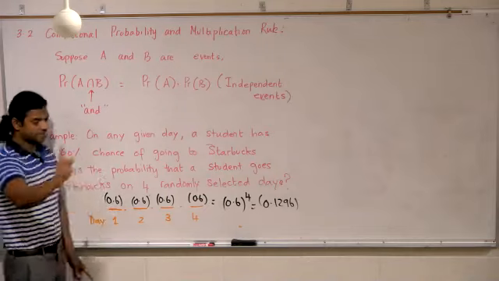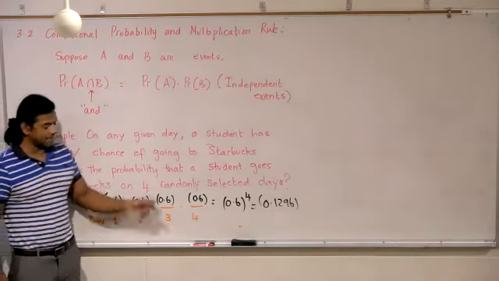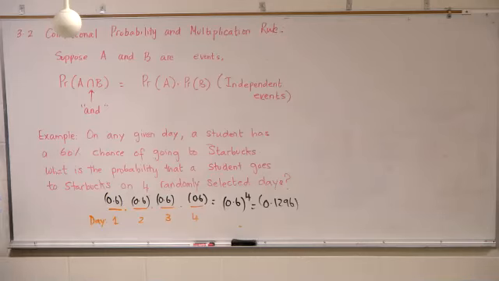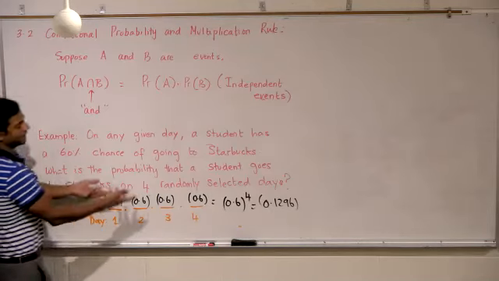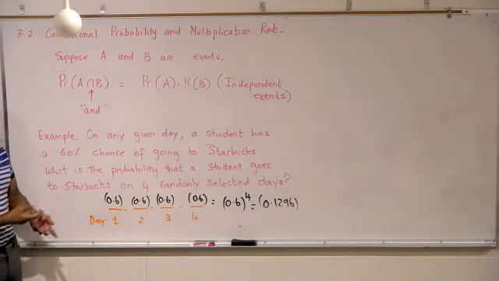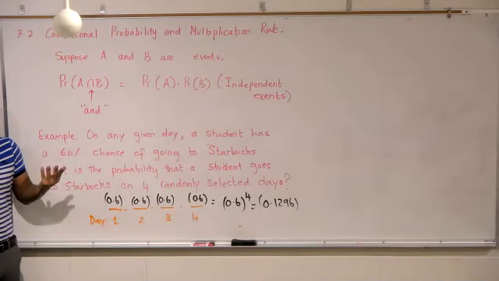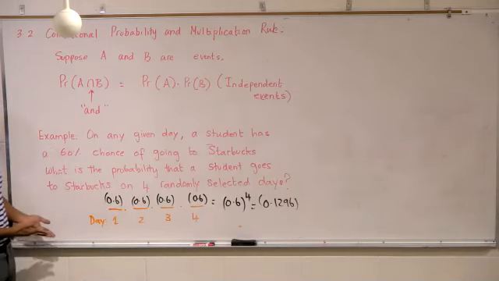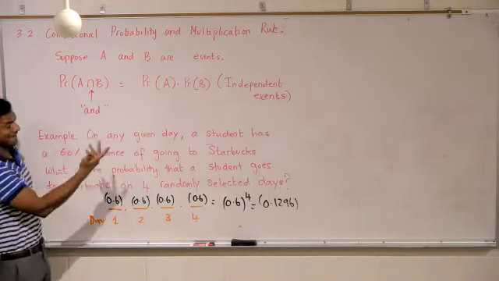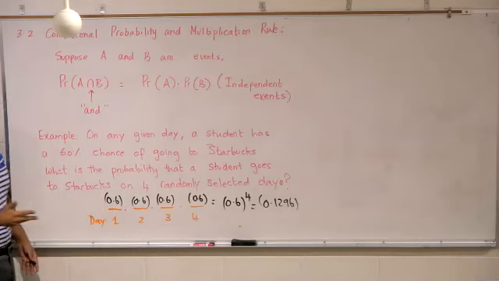So here is my question. Do you believe that these days are independent of each other? According to the construct of the problem? Yes. Why? Tell me. Because it doesn't matter if on day 1 the student goes to Starbucks, it won't affect whether or not he goes on the rest of the days. Very good. So no matter what day you pick, there's a 60% chance that the student would go to Starbucks. You always have that 60% chance.